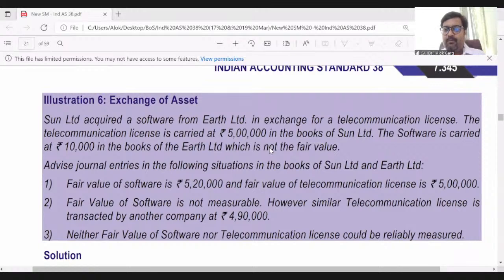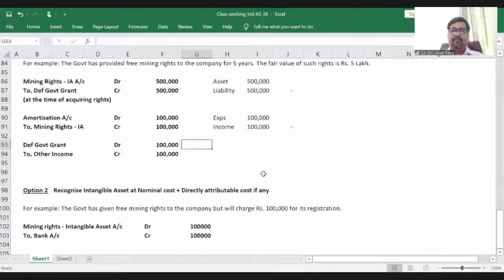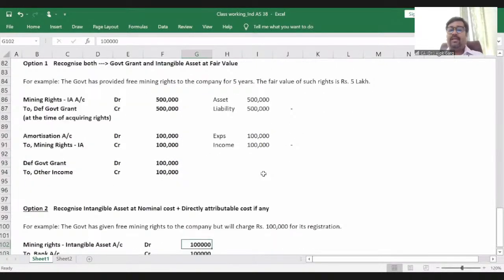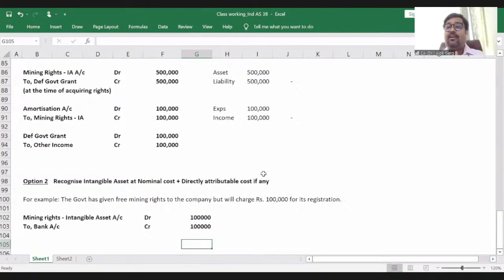Tanushree asks, sir, please explain option number 2 once again. So Tanushree, the first option was recognize asset and recognize government grant at fair value, right? That was the first option. The second option was recognize intangible asset at nominal value. When you say nominal value, I mean 1 rupee, plus any cost or expense which you have incurred for that, right? Clear?